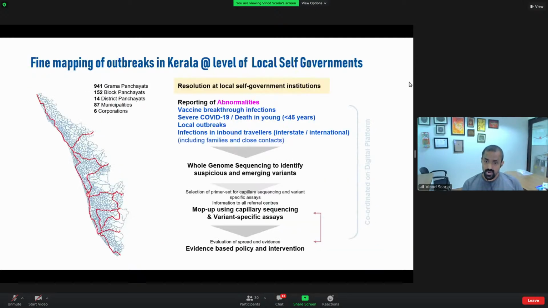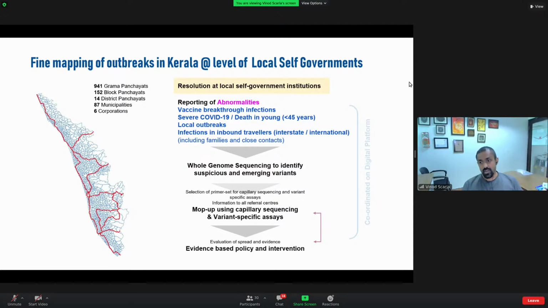In a state like Kerala, how does it work, and how do we move forward? One of the approaches the state has taken is to fine-map these outbreaks by also involving local self-governments. And as you would have also seen in the news, it is probably one of the first states to implement a lockdown policy at a micro level involving the local self-governments.